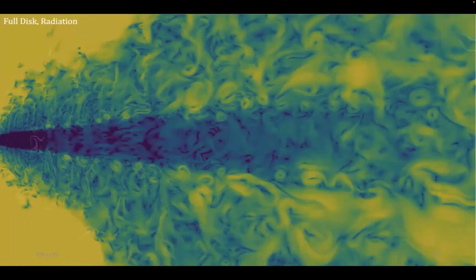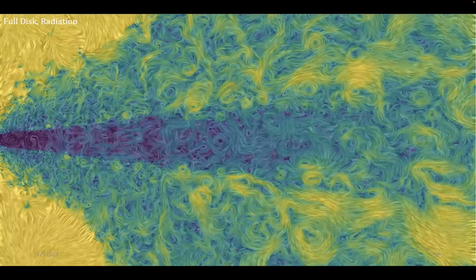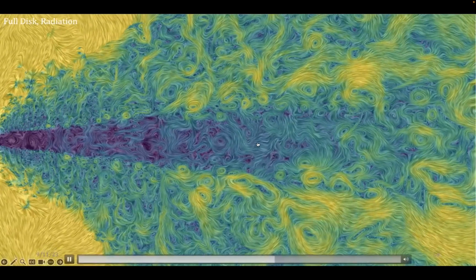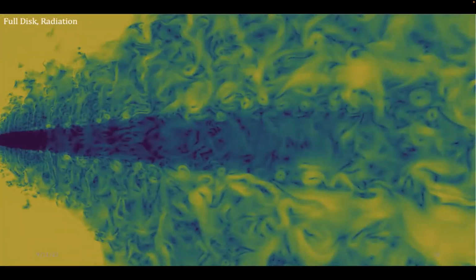However, this is our radiation simulation. After you turn the radiation on, you can see the structure becomes completely different. In the midplane, you see the velocity is very low, and the atmosphere is still quite turbulent, and the velocity is high.